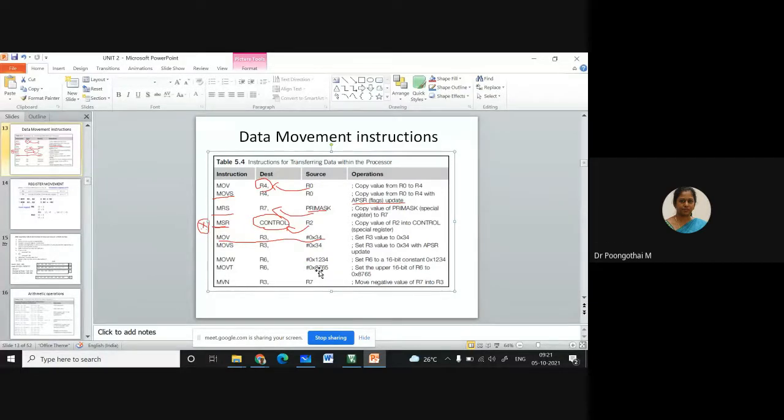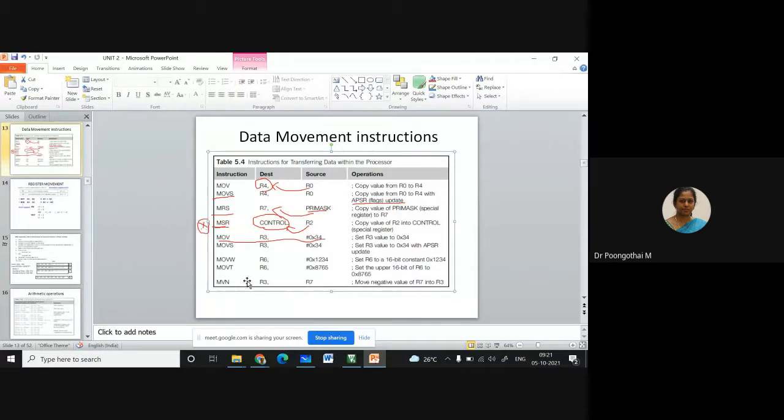Okay. 203. What is the last instruction? Move not. Ma'am, the negative value is stored in R3. Negative value means it's a ones complement value or two's complement value? What is the meaning of that negative value? So it holds a two's complement notation. Okay. So the ones complement value of R7 is transferred to R3.